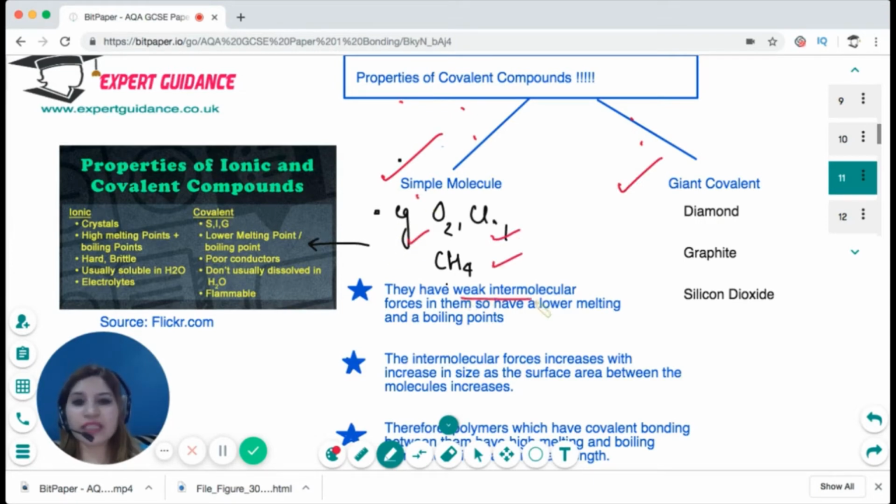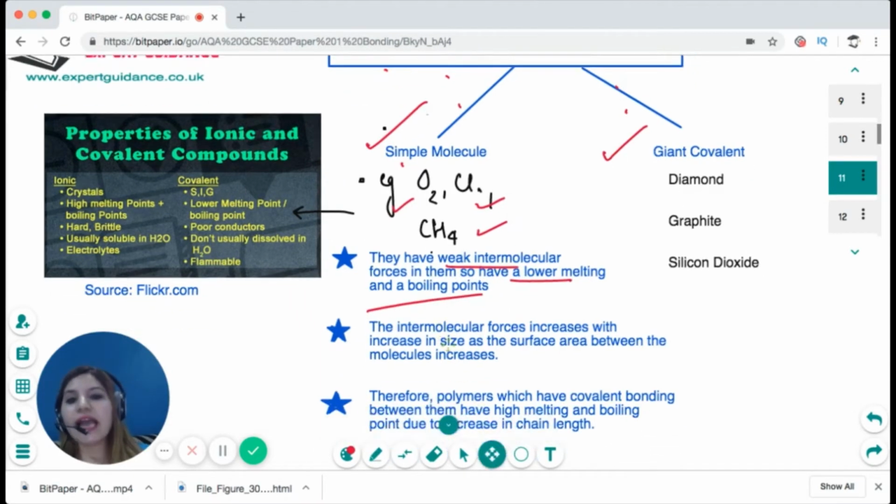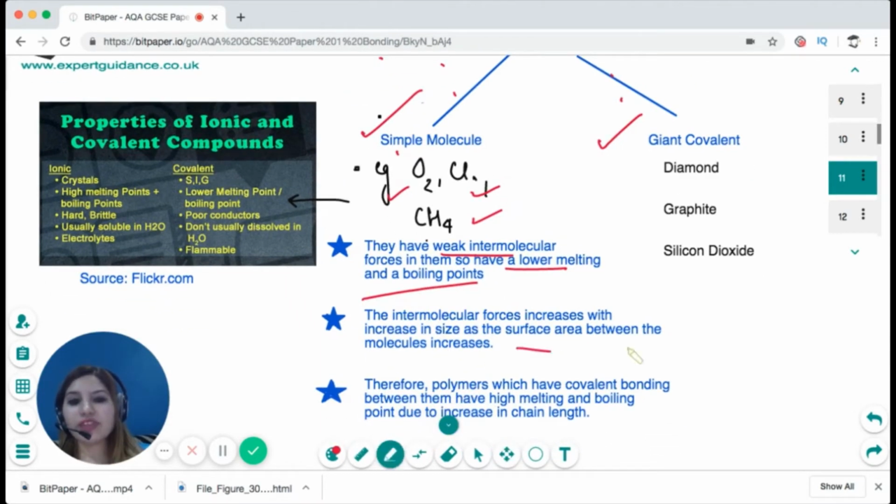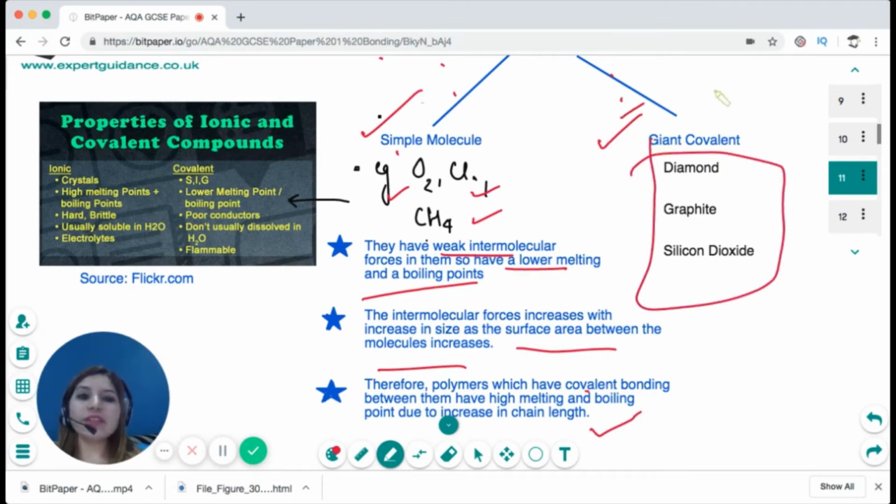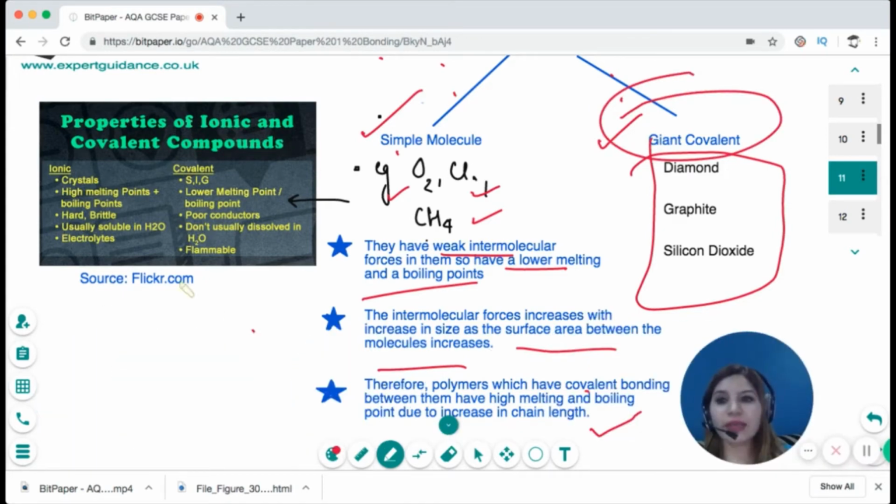They have weak intermolecular forces between them, therefore they have low melting and boiling points. However, their intermolecular forces increase with size, so polymers, which have covalent bonding, have high melting and boiling points due to their chain length. Whereas diamond, graphite, and silicon dioxide are examples which have a giant covalent structure, therefore they have high melting and boiling points.